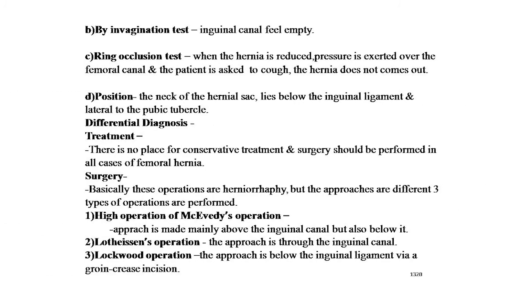Now, by investigation and tests, the inguinal canal feels empty. Ring occlusion test: when the hernia is reduced, pressure is exerted over the femoral canal and the patient is asked to cough; the hernia does not come out. Position: the neck of the hernial sac lies below the inguinal ligament and lateral to the pubic tubercle. Now the differential diagnosis of the femoral hernia has been discussed above.